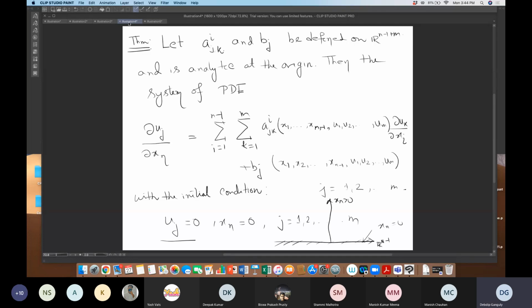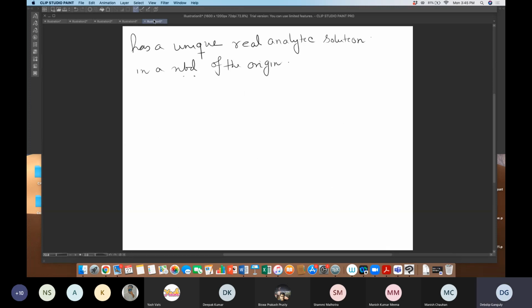Let a_ijk and b_j be defined. These are functions defined on R^{n-1+m} and are analytic at the origin. Then the system, sorry, of ODE, or rather, this is a system of first order PDE, because the partial derivatives are involved and the order is 1. This first order PDE has a unique real analytic solution in a neighborhood of the origin.